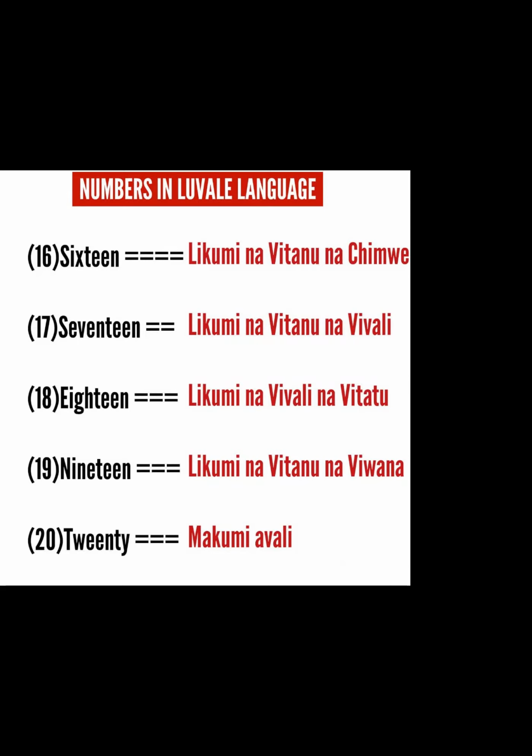So these numbers from 16, they're building up from 15. Because 15 is likumi na bitanu. So 16, we are building from 15. We're adding 1 from 15 to make 16. That's mathematically correct. So likumi na bitanu na chimwe, 10 plus 5 plus 1.